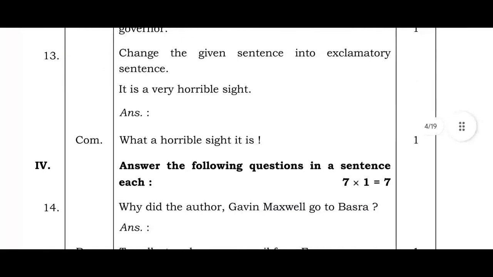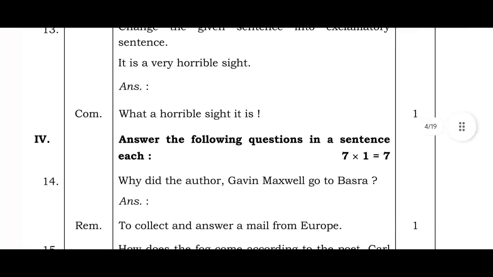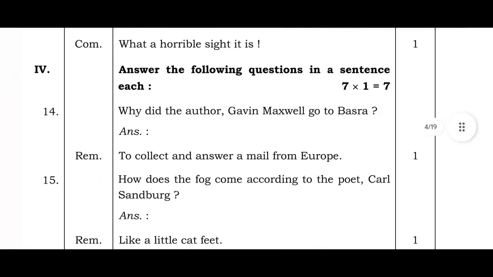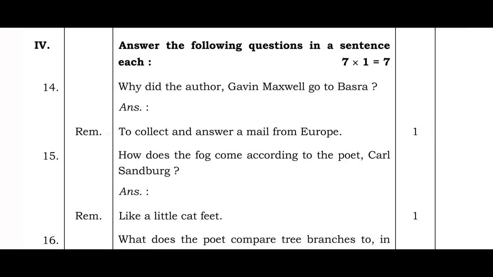Change the given sentence into an exclamatory sentence. It is a very horrible sight. What a horrible sight it is. Answer the following questions in a sentence each. Why did the author Gavin Maxwell go to Basra? To collect and answer a mail from Europe.